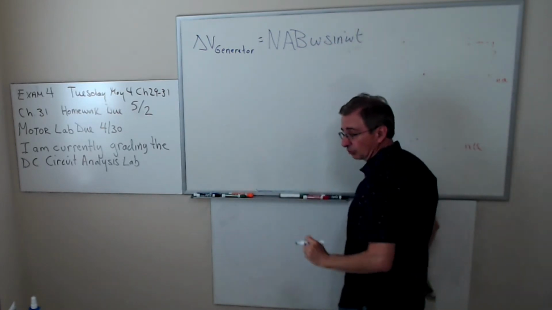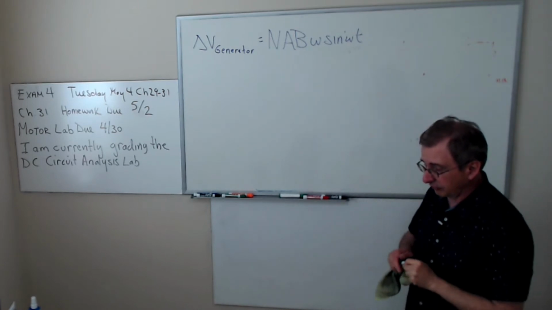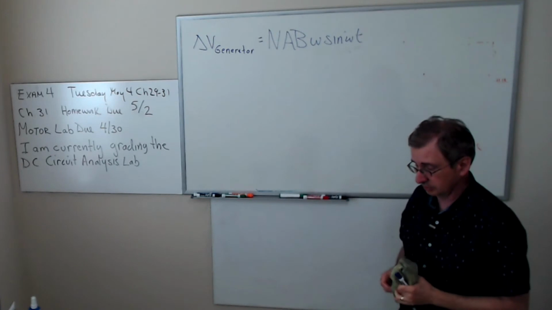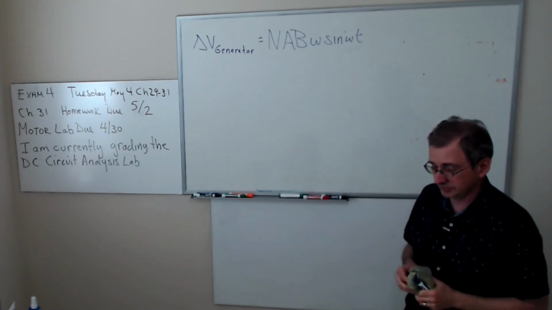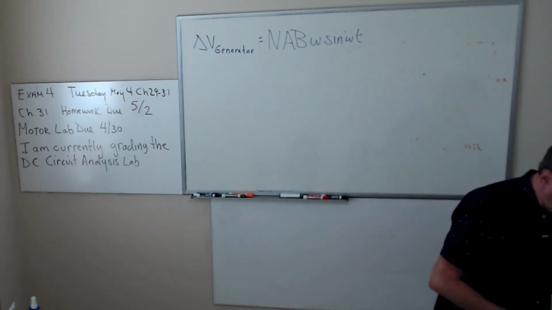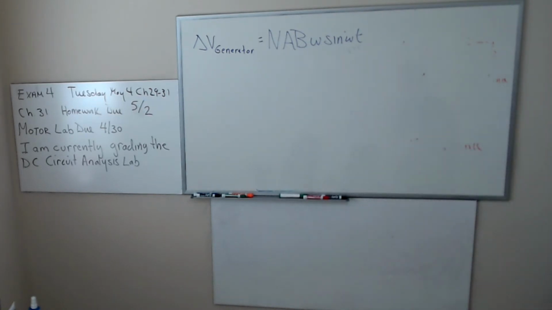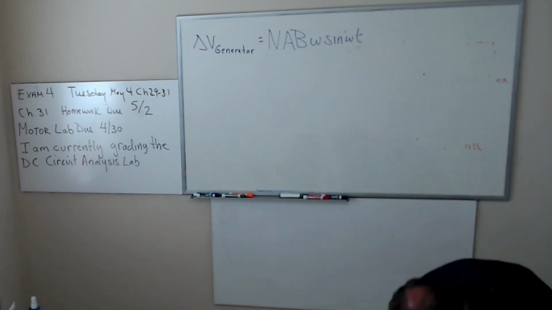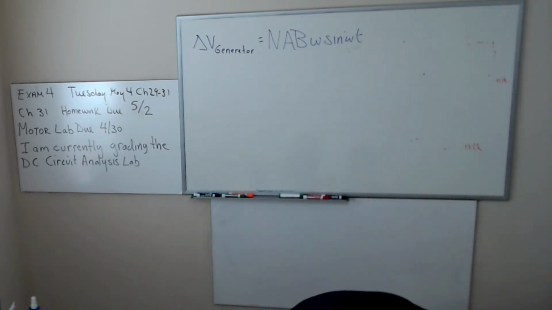Right, this came from taking the derivative of the equation for the flux. The N there is because the coil can have more than one turn. It can have many turns. And I think I showed you these little toys. In fact, I'm going to change cameras so you can actually see some of these up close.